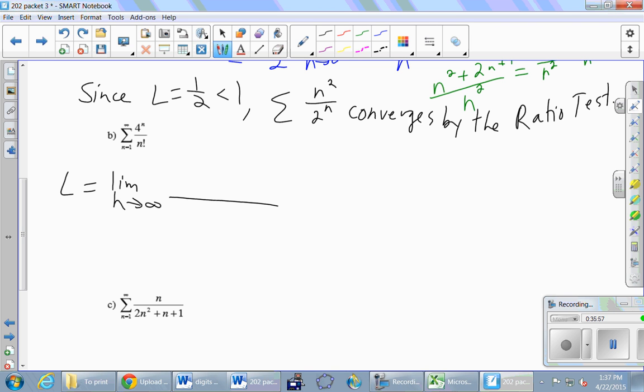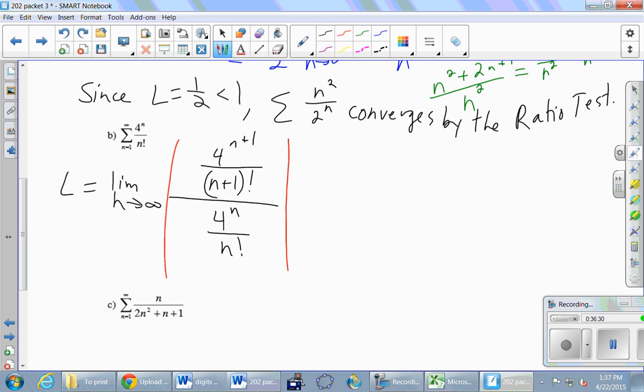I always start downstairs. That's easy. What do I do downstairs? 4^n over n factorial. Just copied, right? The term itself always goes downstairs. So I begin there. And then upstairs, all the n's become n plus 1. So I go 4^(n+1) over (n+1) factorial. Again, what am I missing? Absolute value, we'll just throw it around everything and then not write it anymore because everything's positive.